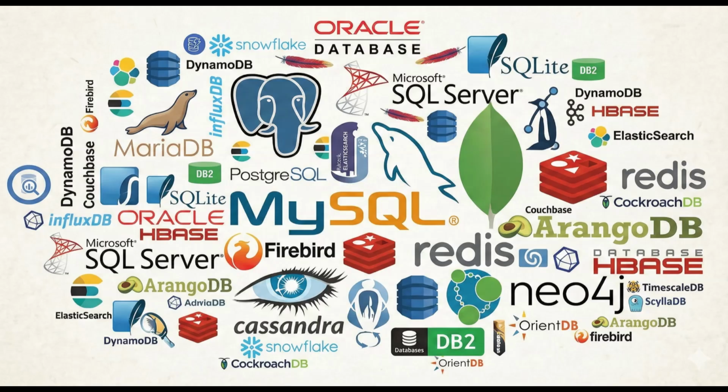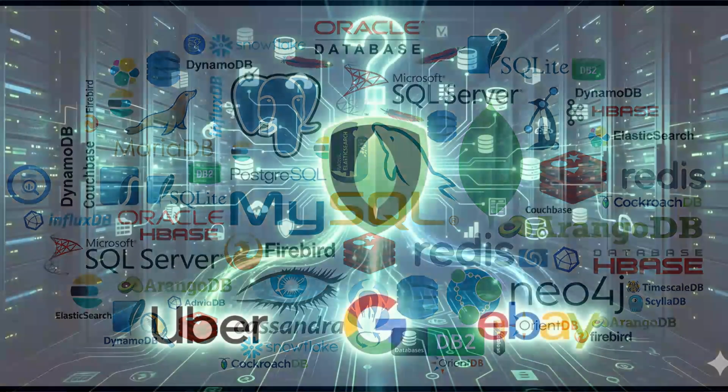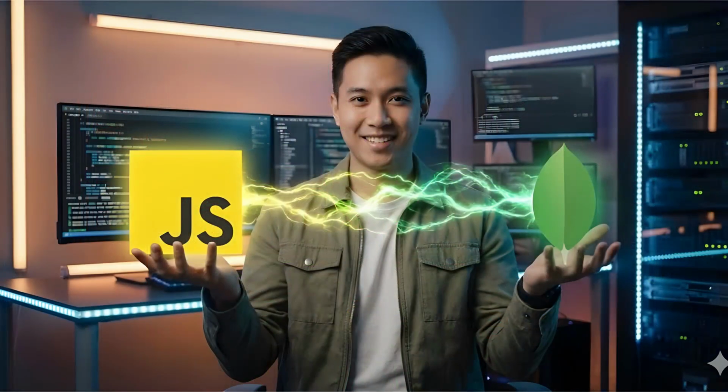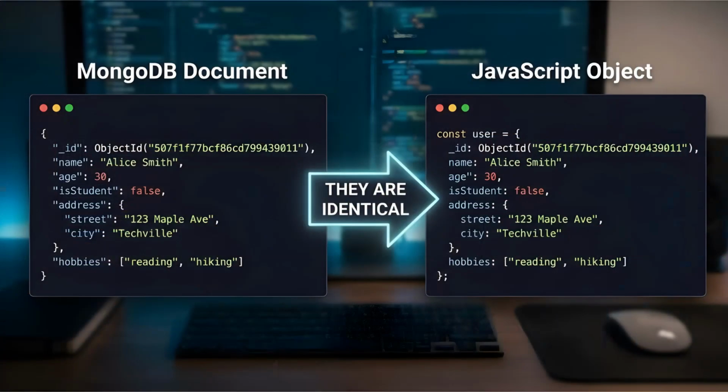So there are hundreds of databases out there. Why is MongoDB the one that everyone talks about? Why do companies like Uber, Google, and eBay use it? It comes down to three big reasons. First, and most importantly for you, it speaks your language. If you are learning web development, you are probably learning JavaScript or Node.js. MongoDB documents look exactly like JavaScript objects. This means you don't have to learn a weird, complicated language just to save data. You can use the same logic in your app and your database.